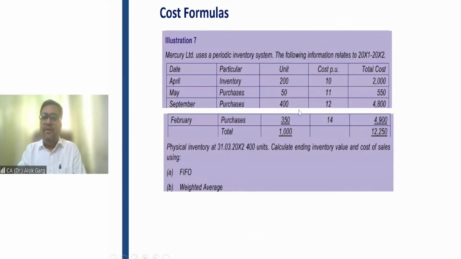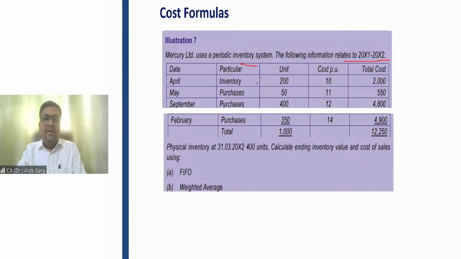Let's discuss the FIFO method, right? And weighted average also. Let's quickly do this case study. Mercury Limited uses a periodic inventory system. The first one was about the non-historical cost technique. This is the historical cost technique. And both relate to non-specific identification. The following information relates to 2001 to date.